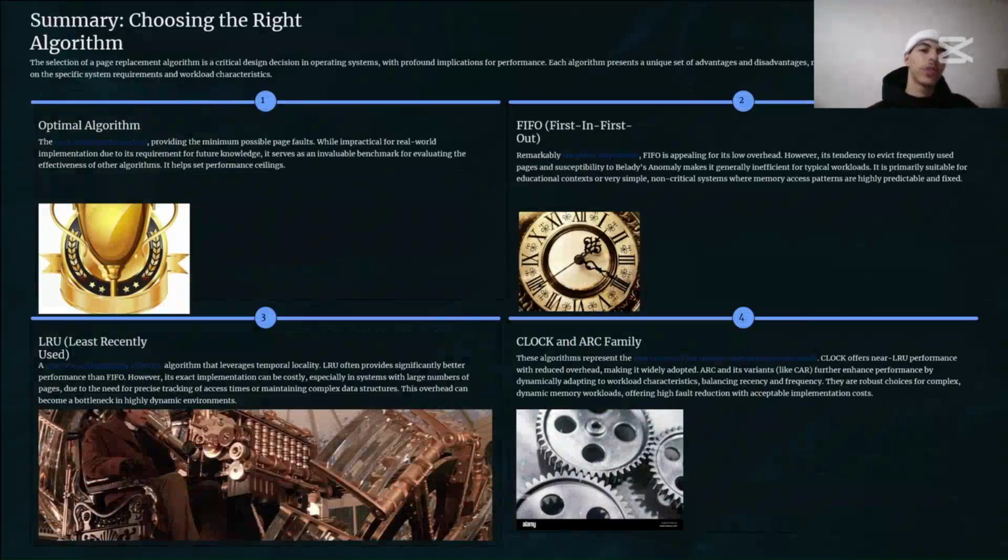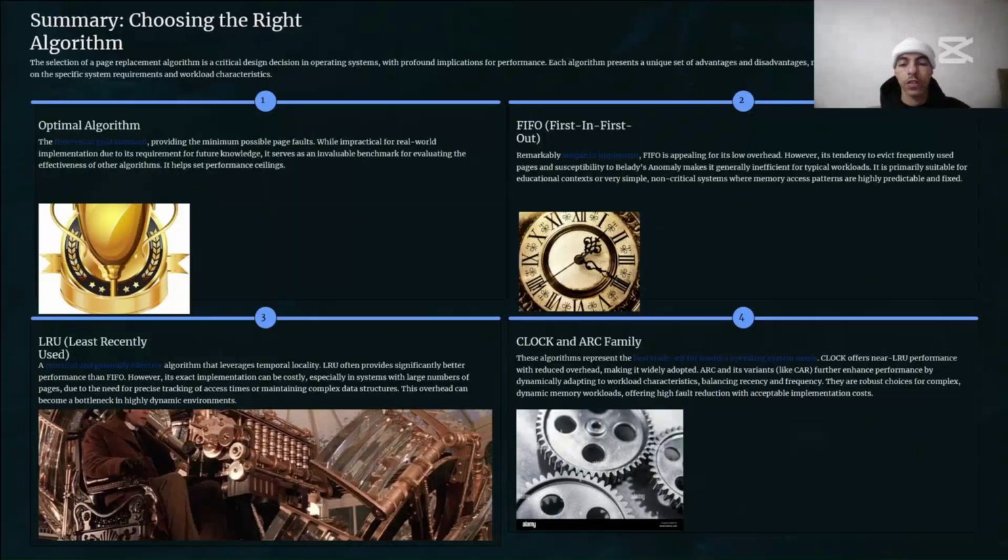Now talking about the summary, choosing the right algorithms. Here we have four algorithms. Number one, we have the optimal algorithm, the theoretical gold standard, providing the minimum possible page faults, while impractical for real-world implementation due to its requirement for future knowledge. It serves as a valuable benchmark for evaluating the effectiveness of other algorithms. It helps set performance ceilings.